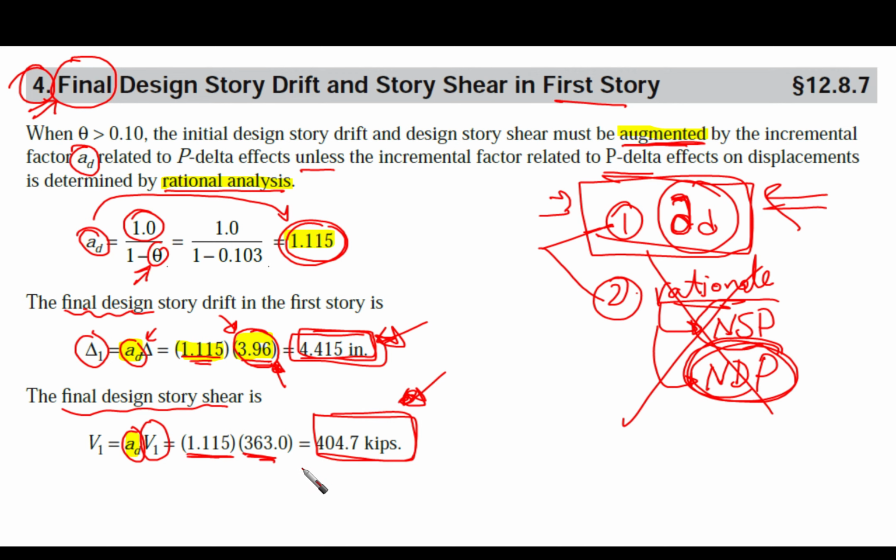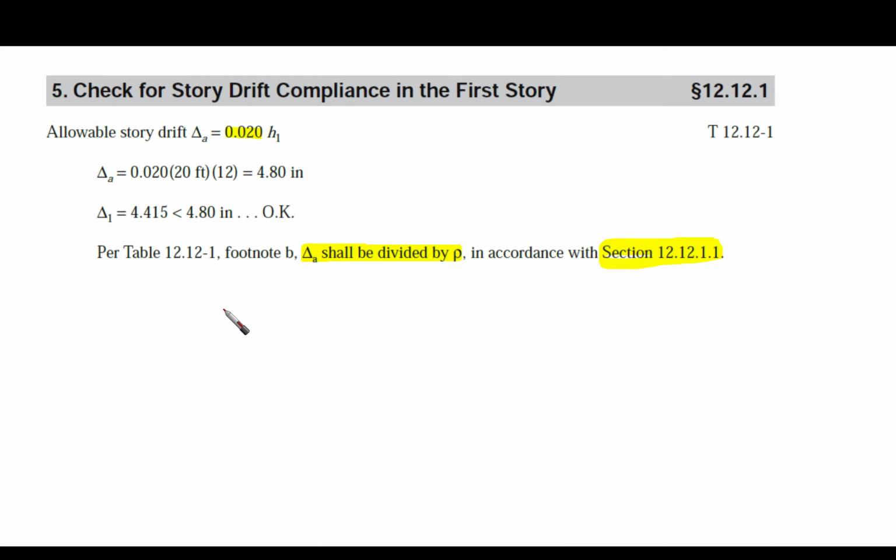Okay. Now let's go to the next and the last part, which is related to the check for story drift compliance in the first story. So in order to find the allowable story drift, delta allowable, we need to go to table 12.12-1 in the code. I have already mentioned it 2 videos before. You are going to find that in our case, it is a special moment resisting frame in steel, so it is 0.02 of the total height.